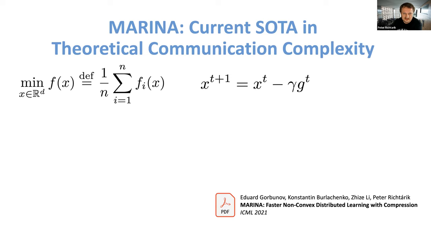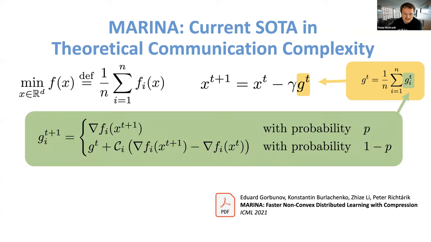So MARINA is an algorithm which is seemingly simple. It takes the current model X_t, subtracts some multiple of some gradient estimator g_t, to produce a new model X_{t+1}. And g_t is just the average of some local gradient estimators. So the difficulty in MARINA really comes from the definition of these g_i^t. So this is the definition of g_i^t in MARINA.